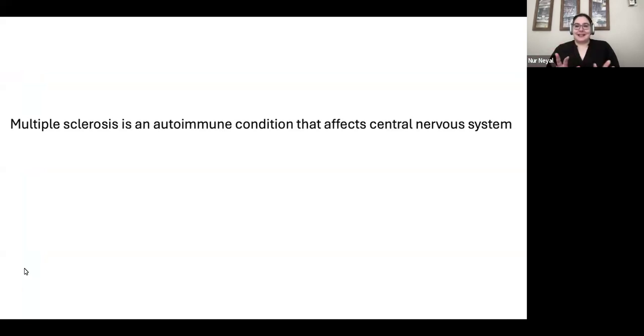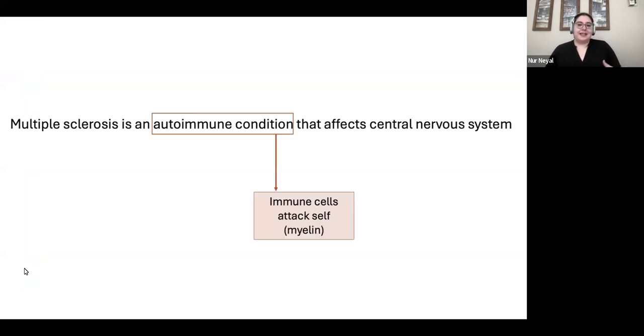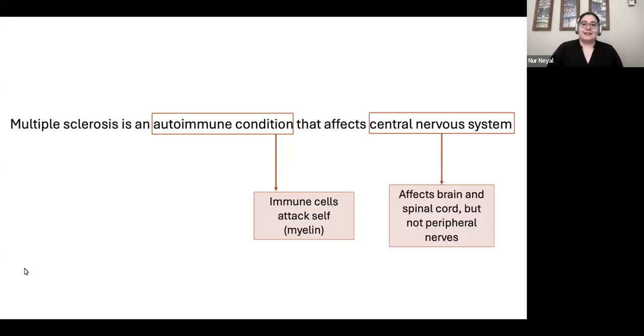If we understand the sentence that you see on your screens, you understood at least 20% of multiple sclerosis, basically. Multiple sclerosis is an autoimmune condition that affects the central nervous system. And this sentence teaches us four things. One, it's an autoimmune condition, meaning immune cells attack self, and in this case, they attack myelin. Second, it directly affects the central nervous system and not the peripheral nervous system, but it can affect every inch of the central nervous system, the brain and spinal cord.